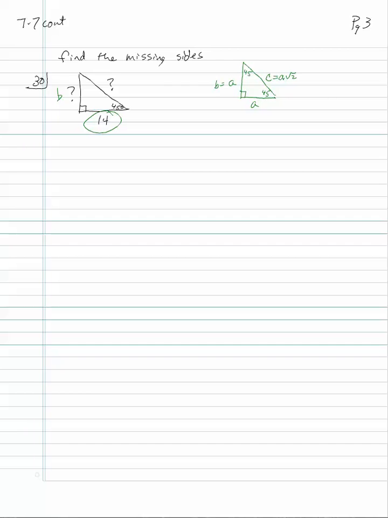So the missing side here would be, this would be 14. B is equal to A, which is 14. So B is 14, and C is going to be A root 2, which will equal 14 square root of 2.